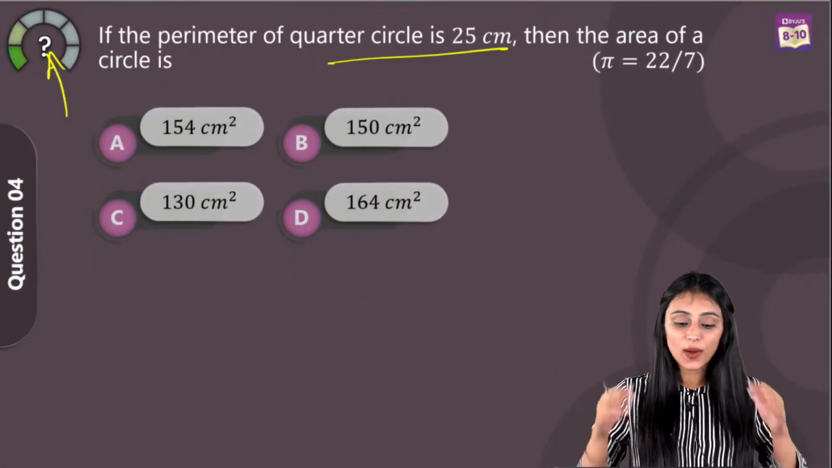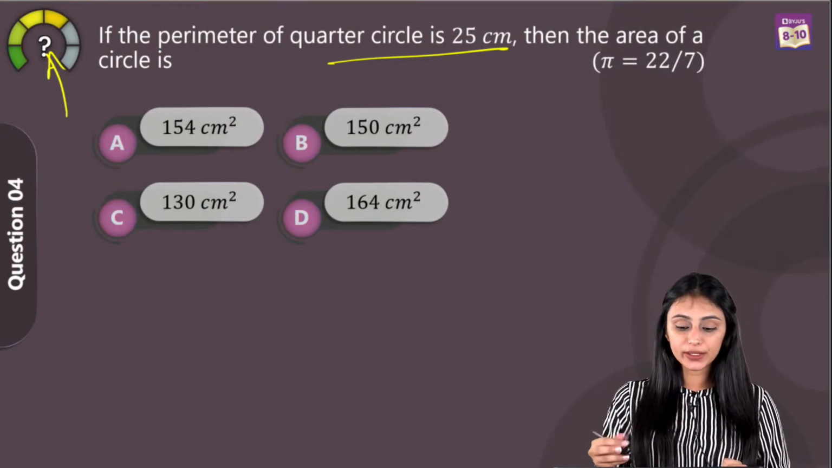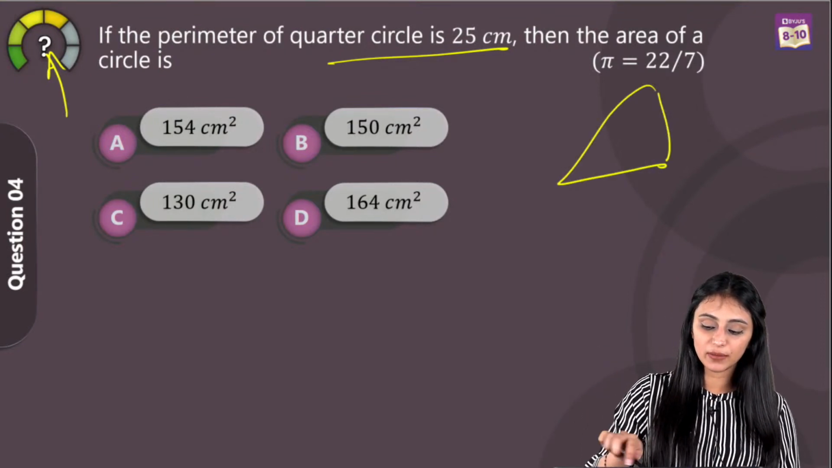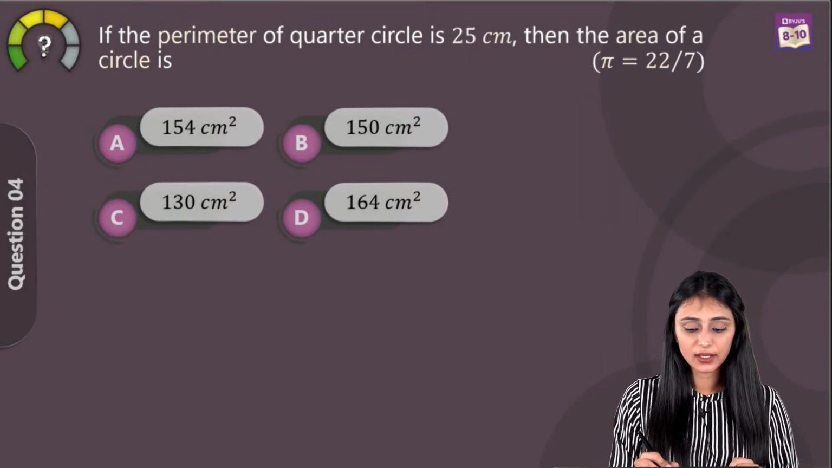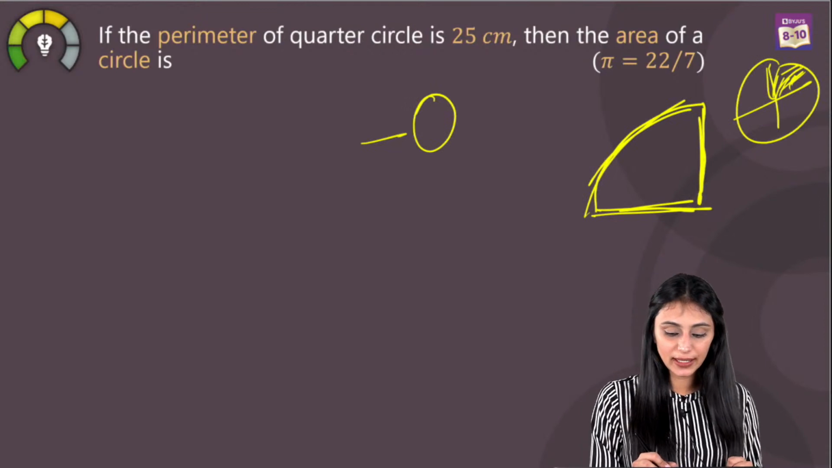Alright, let's move to the next one. So we are talking about the perimeter of a quarter circle. This is the quarter of a circle, right? Because this is the circle that you have, so its quarter is going to be this part. So its perimeter is nothing but the boundary, right?